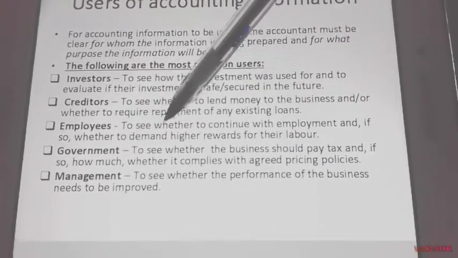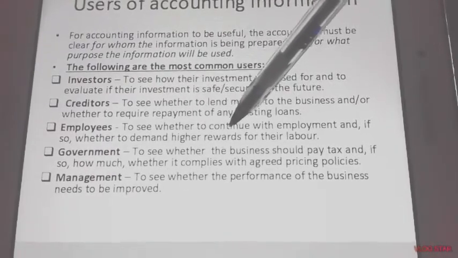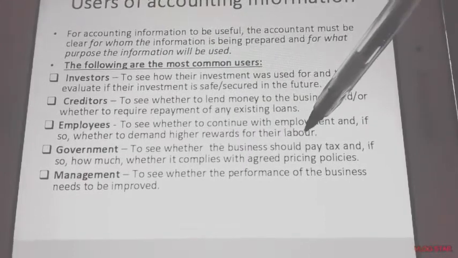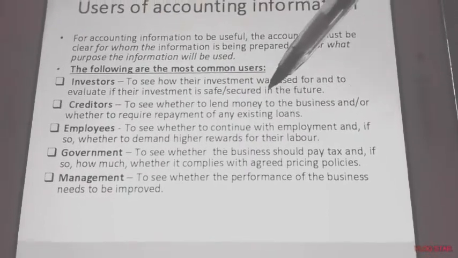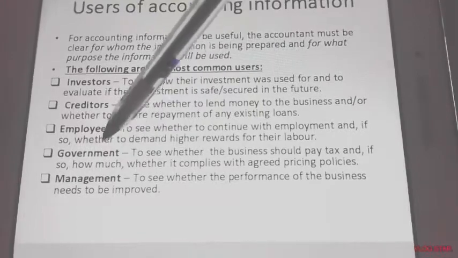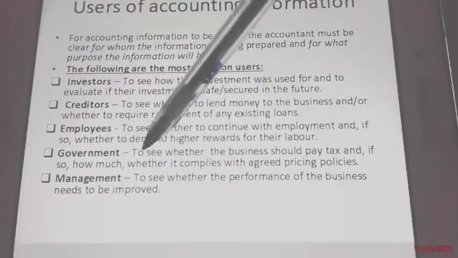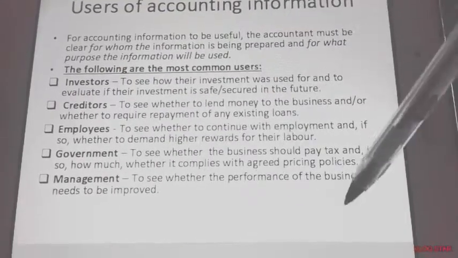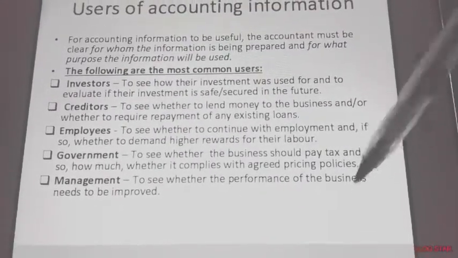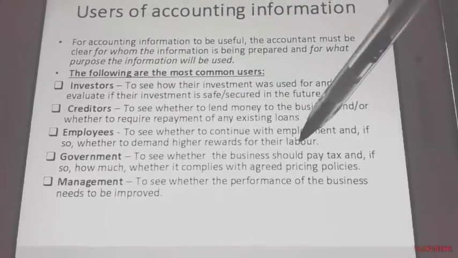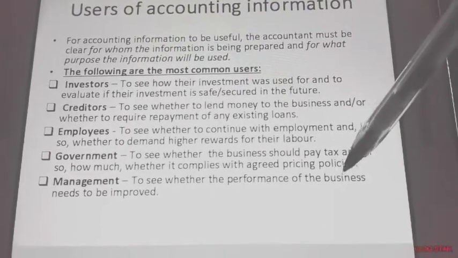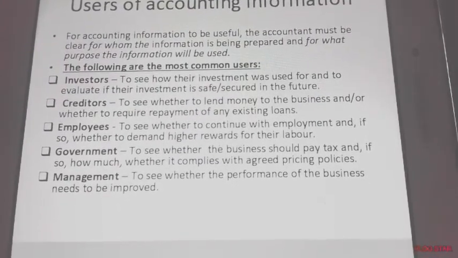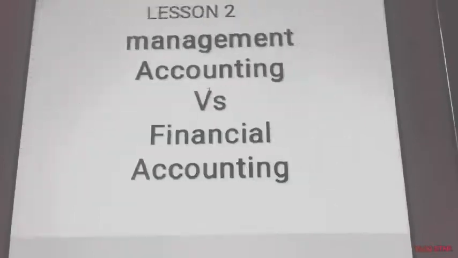And here we have the government. So the government needs to see whether the business should pay tax, and if so, how much, and whether it complies with agreed pricing policies. And the last one, we have management. So here, these are the managers. So the managers need to see whether the performance of the business needs to be improved. So by looking at these financial statements, the owners of the business will see how the business has performed and whether it needs to improve. So those are the uses of financial information.